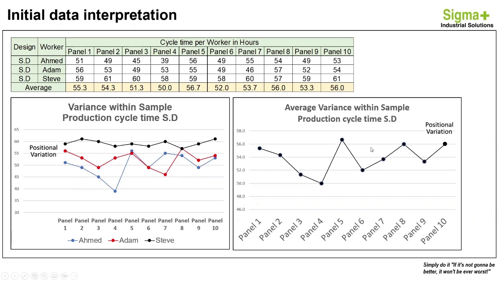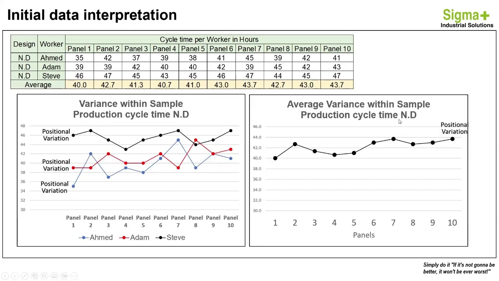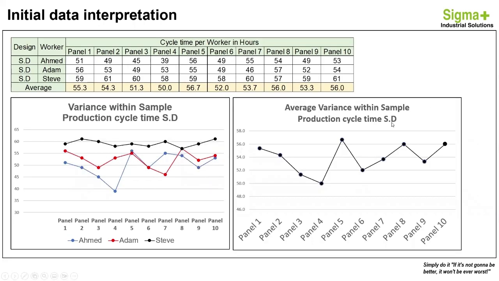Again, there is also the same definition of the positional variation, but look at the average variance of the within sample for the south design compared with the north design. What can you see? You can see that the south design has a higher variation compared with the north design.